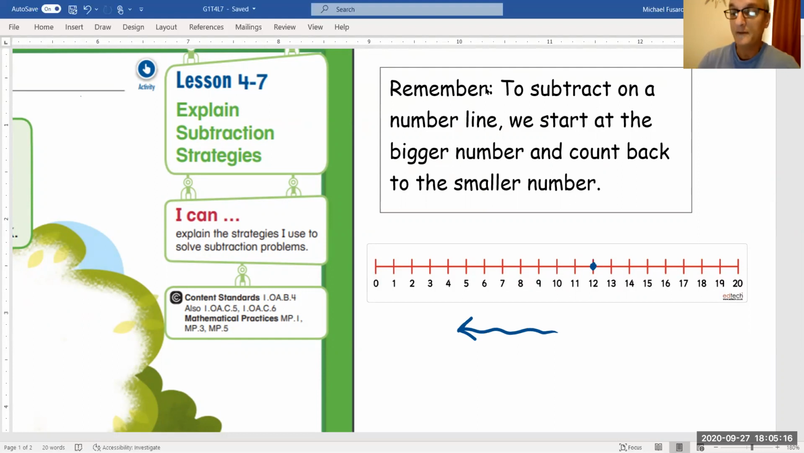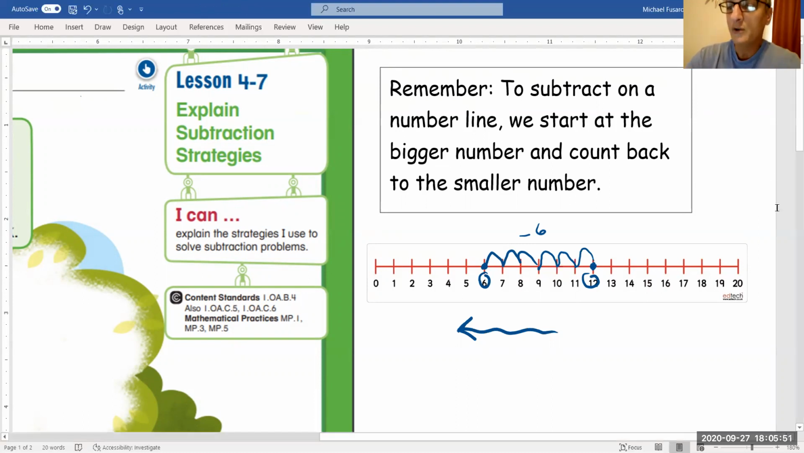So we start at the 12 and we count back. 1, 2, 3, 4, 5, 6. And this is where we land. So we know our answer is 6. So we started on 12. We took away 6. Because there are 6 steps here, 1, 2, 3, 4, 5, 6, and we landed on 6. We know that's a doubles fact. Cool. So that's one of the strategies you could use to solve this problem.